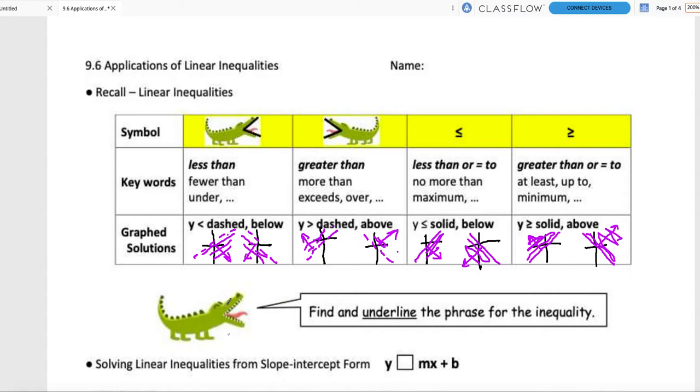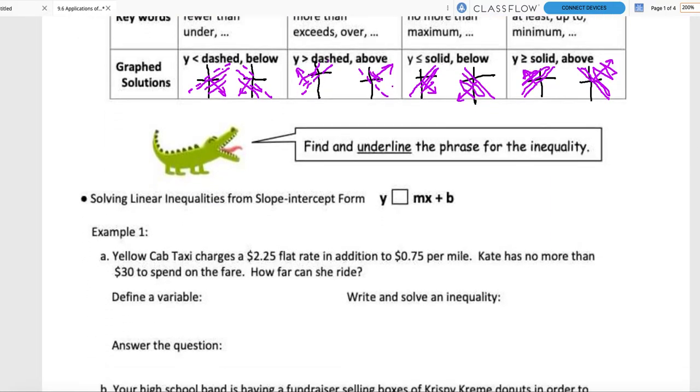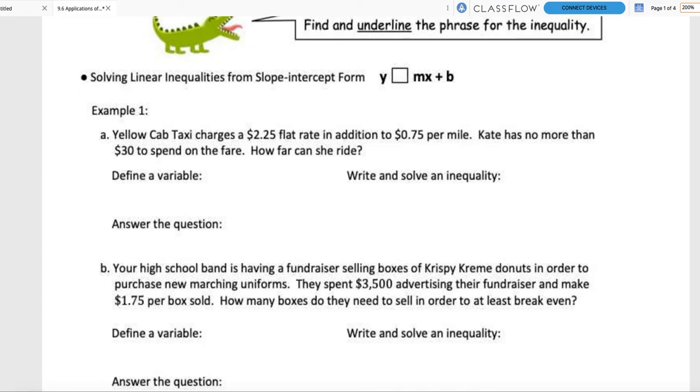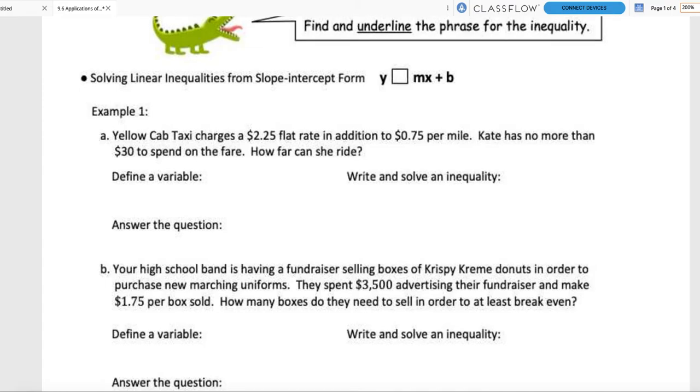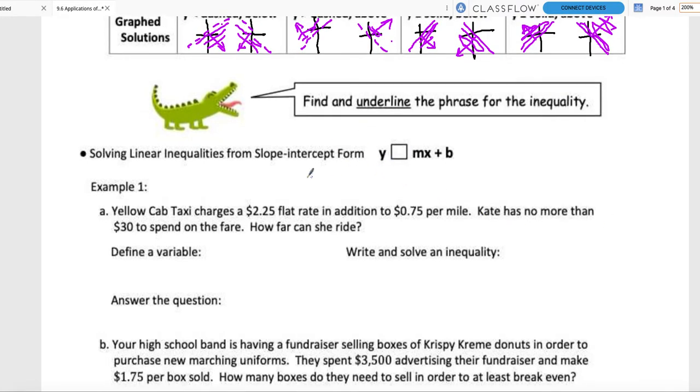All right, so here's my alligator again. This time he's giving you a clue. Find and underline the phrase for the inequality. And let's page down. I don't want to move that, I want to scroll. Okay. All right, the first set of problems are going to be in slope-intercept form. The second set are going to be in standard form. So y is equal to mx plus b, but this is a box because we're not putting an equal sign. All right, x is going to be my input. That's my independent variable. m is still going to be my slope. And these are word problems. So m is going to be the rate of change.